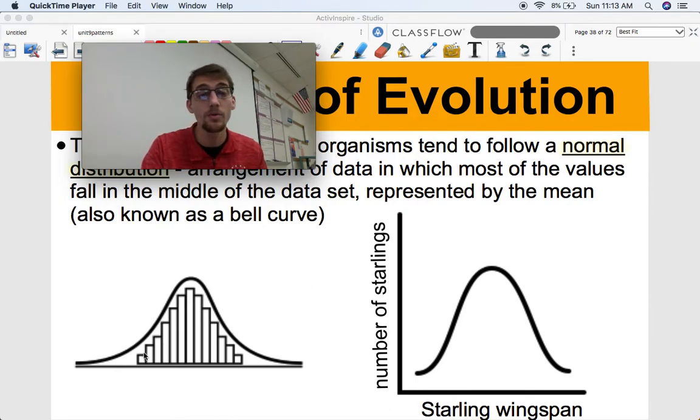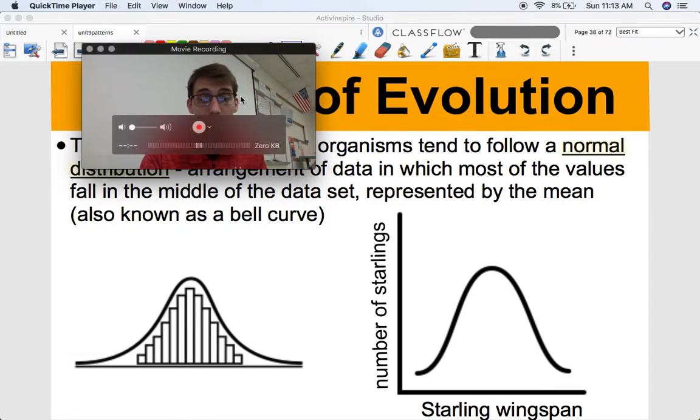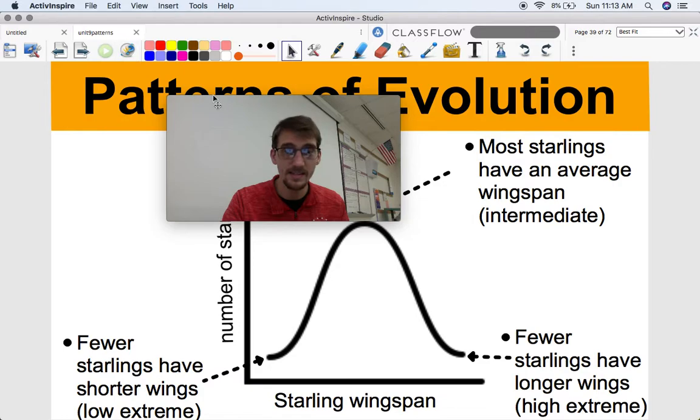And this is another way that we can make this graph. This graph is what we call a histogram. So it's kind of a combination of a bar graph and a line graph, right? So here, if we have a few starlings on this end and more and more and more. We're going to find the highest number of starlings right smack dab in the middle, right by the mean. And this is a normal distribution.